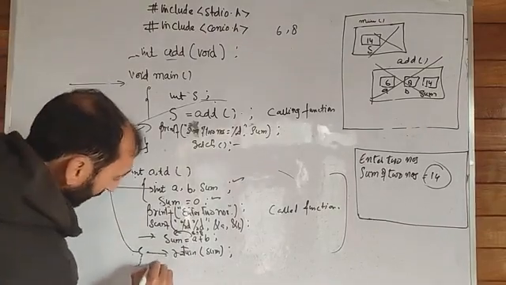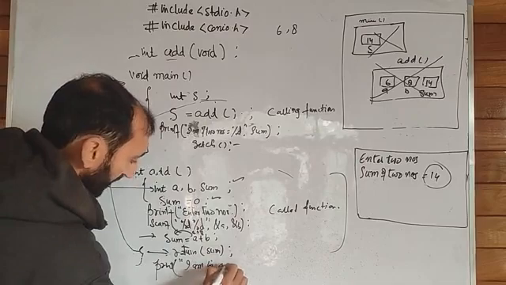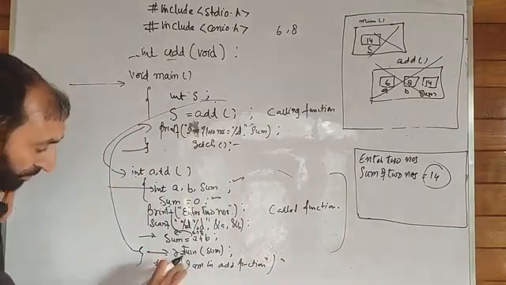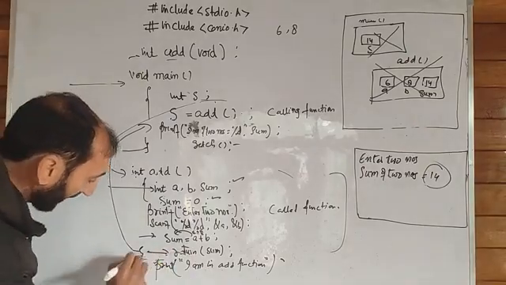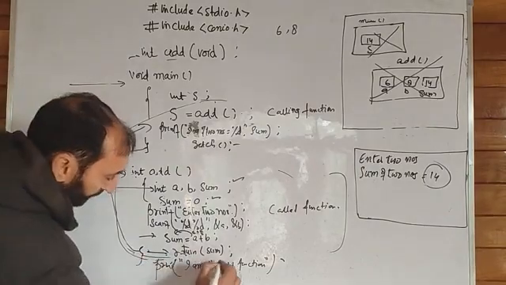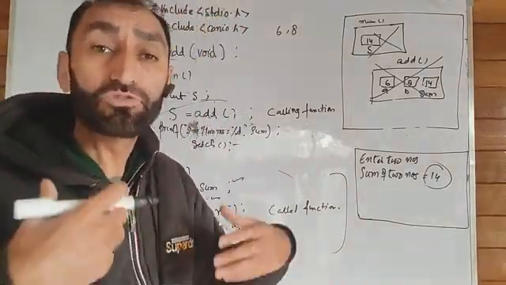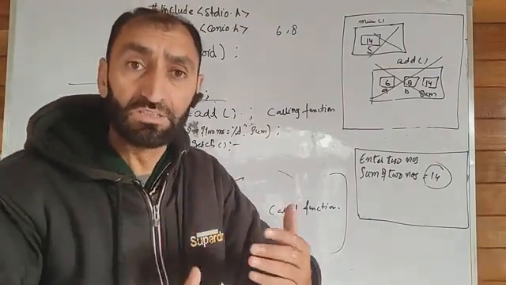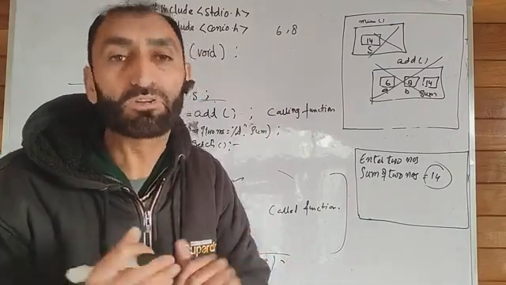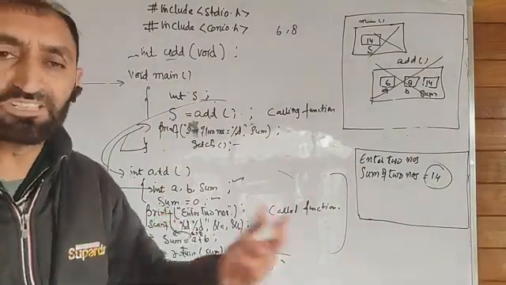suppose I just print "I am in add function" after the return statement, and I want to execute this line also. But take care, what will happen: once the return statement is reached, control goes back to the main function. The statements which are written after the return statement will not get executed, because they are not reachable code.